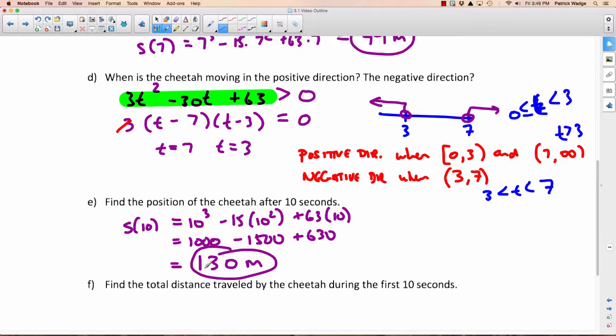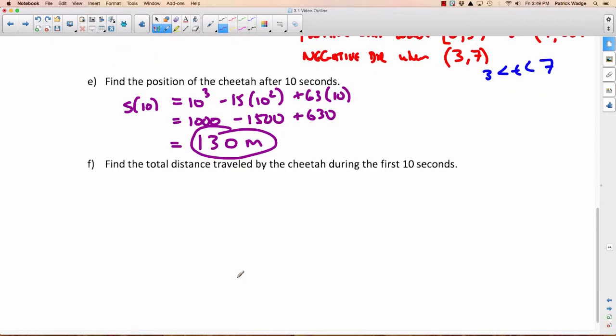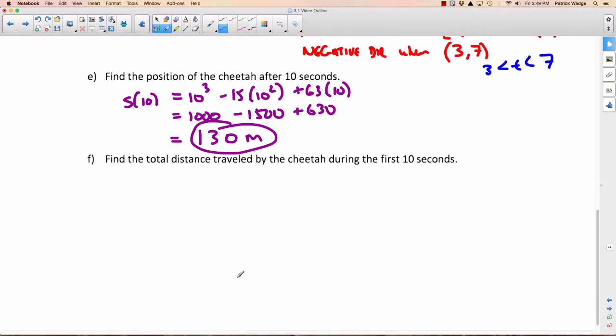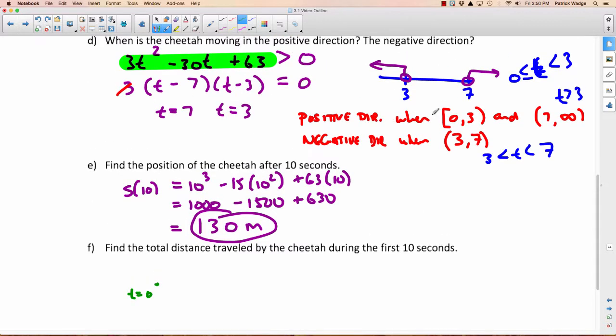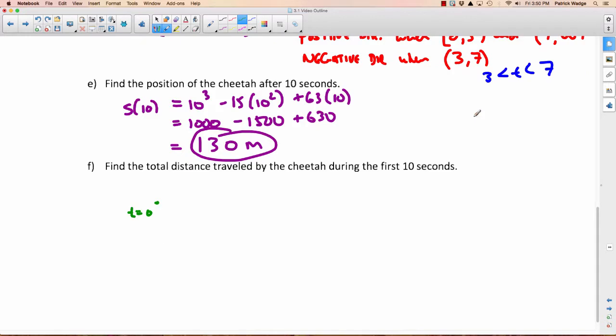Last thing we need to do, find the total distance traveled by the cheetah during the first 10 seconds. This is a little bit confusing at first. Basically, we're going to say that the cheetah starts right here. We're going to call it t equals 0. Then we've seen that it's traveling in the positive direction until time 3, so it's going to be moving in this direction until time 3 right here. This is t equals 3.